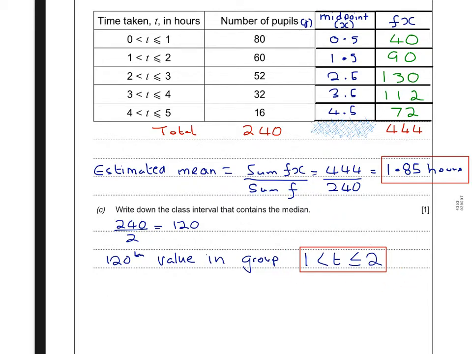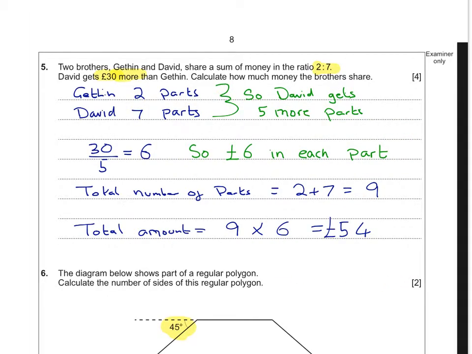What you need to do is different to a normal ratio question, because instead of saying we're sharing £30 in that ratio, read what it says. Gethin and David are sharing it in the ratio of 2 to 7. David gets £30 more than Gethin. So remember the order of the people: the order of Gethin and David is the same order as the ratio.